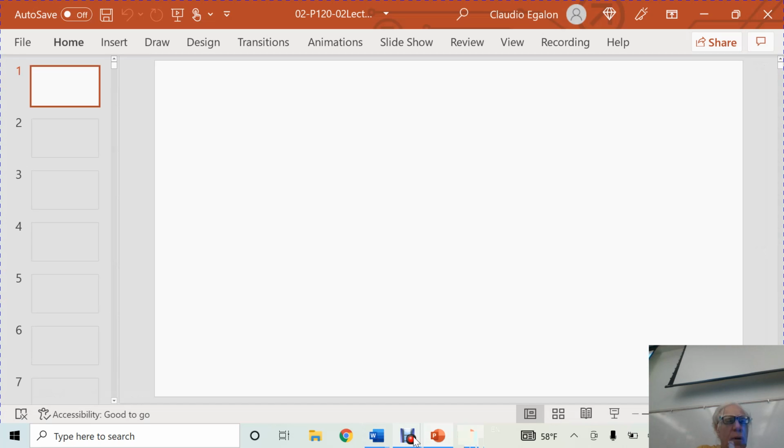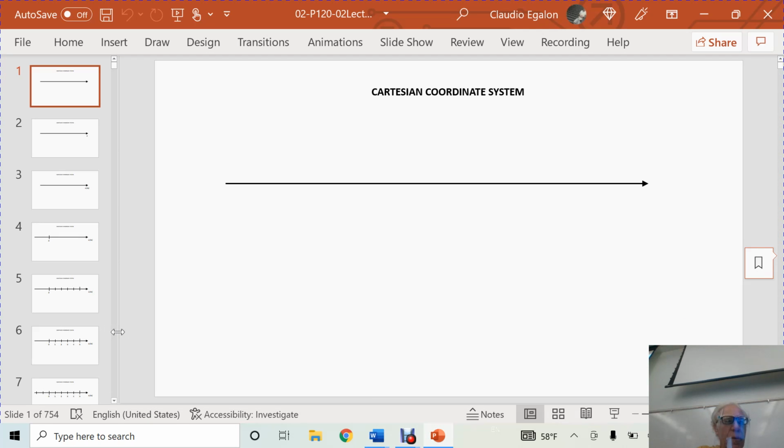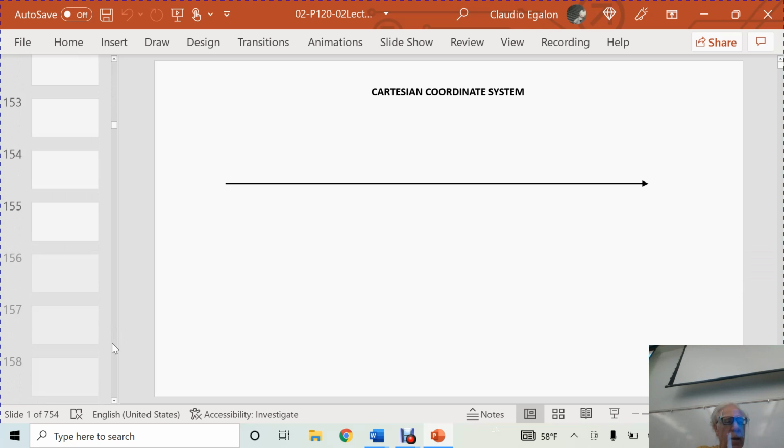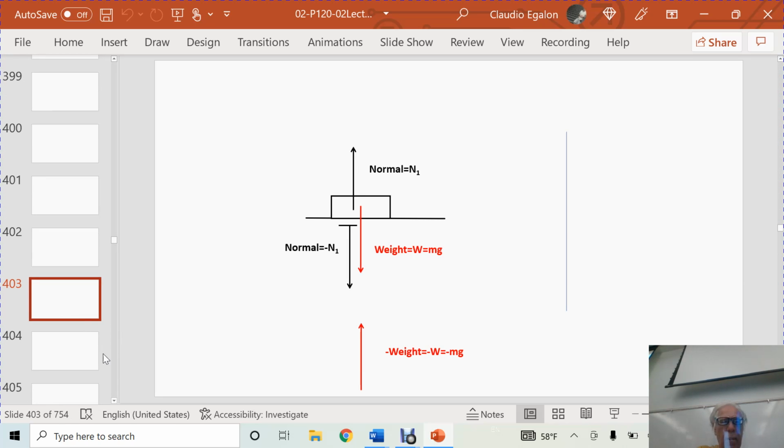Oh, oh gosh, it keeps on flashing like that. Let's see what's going on here. Okay, so it saved it finally. Okay.